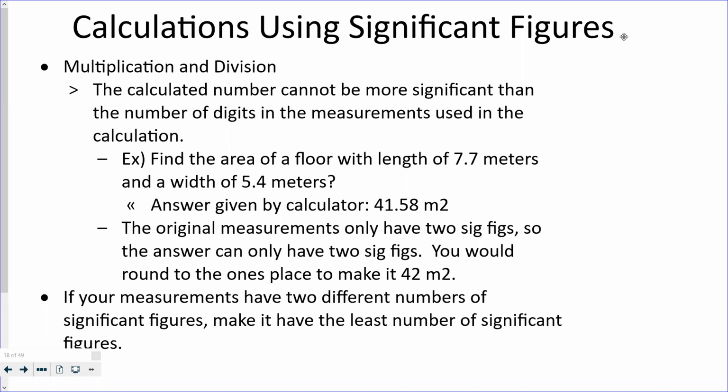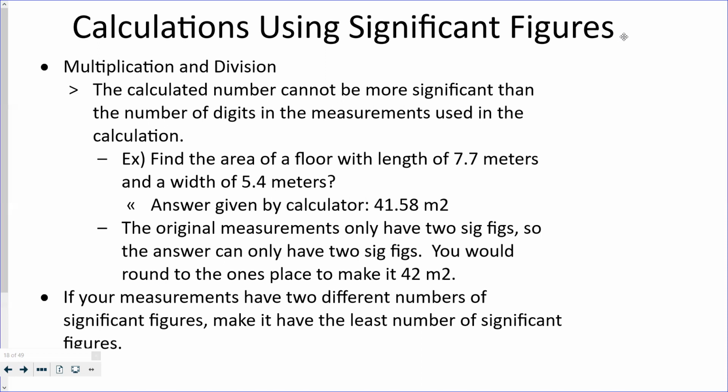All right, so let's look at what we do when we're doing math and trying to figure out where to round. There are 2 different rules regarding rounding with significant figures. There's one rule for multiplying and dividing, and another rule for adding and subtracting. So let's look at the multiplication and division rule. In general, the calculated number cannot be more significant than the number of digits in the measurements used in the calculation. In other words, your answer cannot have more digits than your original numbers.